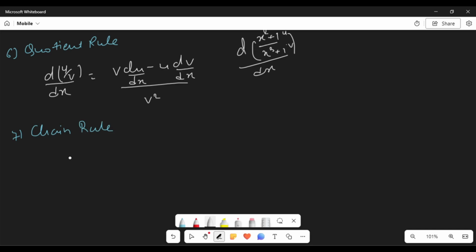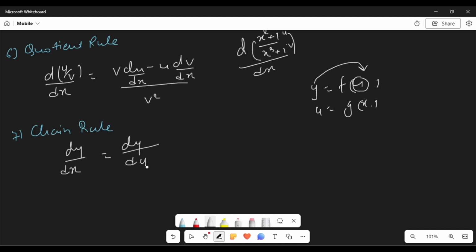What the chain rule says is, if we have a function, let's say y is a function of u, and u is a function of x. And you can see, if u is a function of x, then y can also be a function of x. Therefore, we can take the derivative of y with respect to x. This will be equal to dy by du, since y is a function of u and u is a function of x, times du by dx.